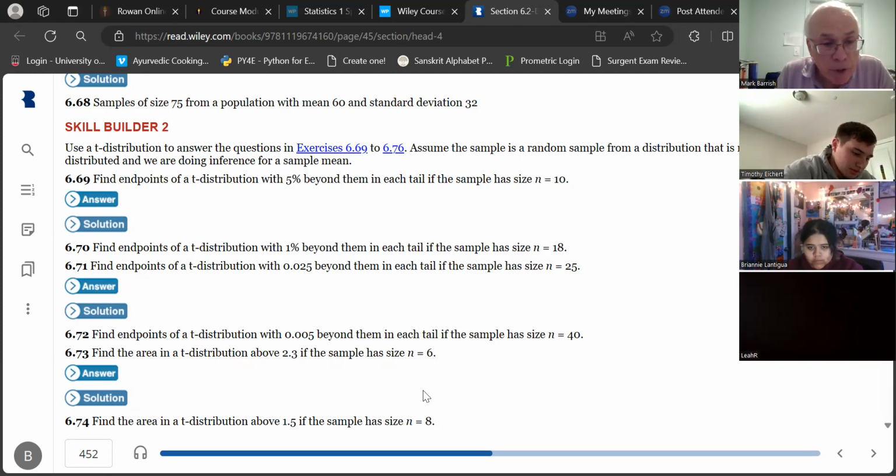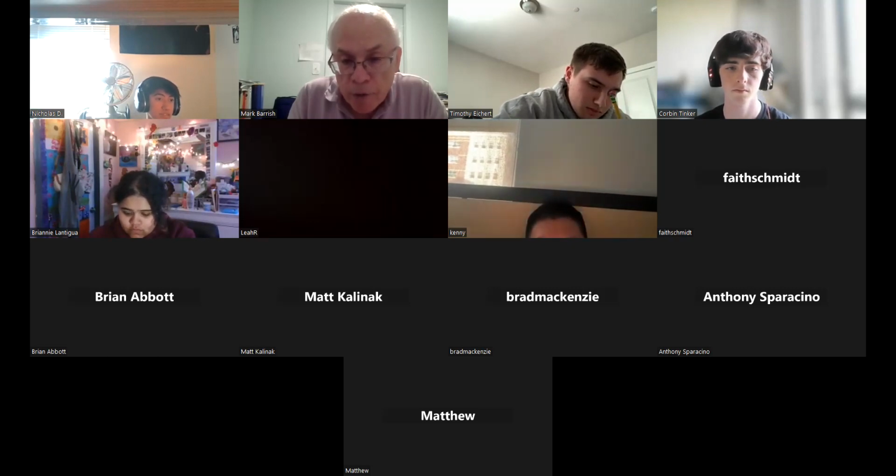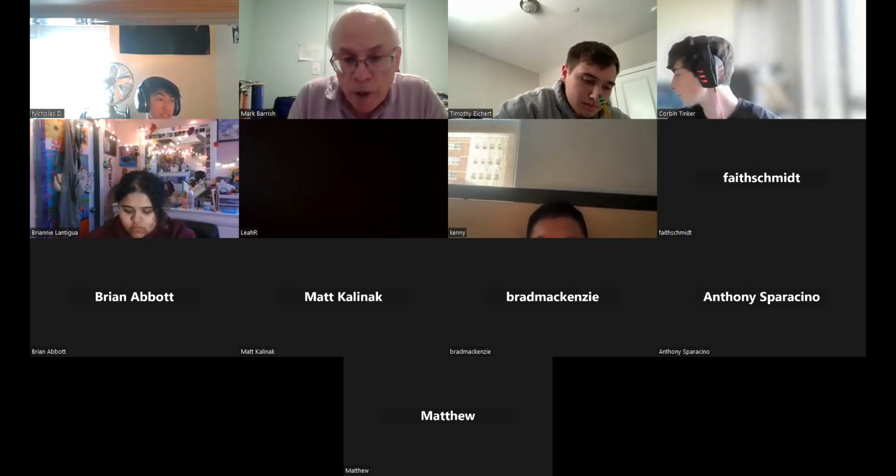And all the other ones here are pretty similar, except for 6.73. It says find the area in a t-distribution above 2.3 if the sample size is 6. So we should do that one. That's a little different because in this case, they give you a t value and you're being asked to find the area or the probability. In this case, above 2.3. So let's actually show you how to do it with your calculator. And by the way, TCDF exists for both the 83 and the 84 calculators. So that one you don't need to worry about.